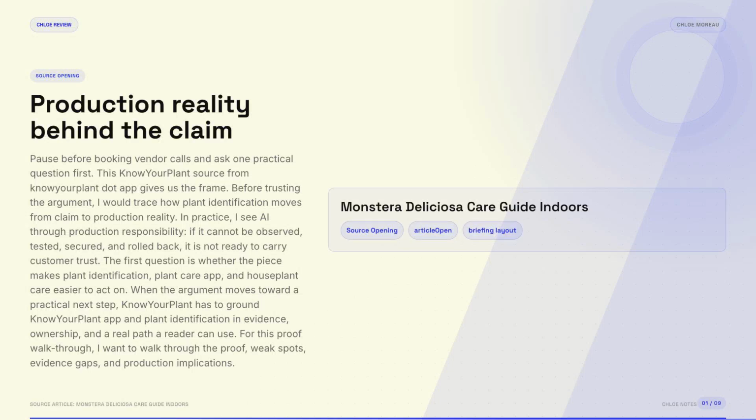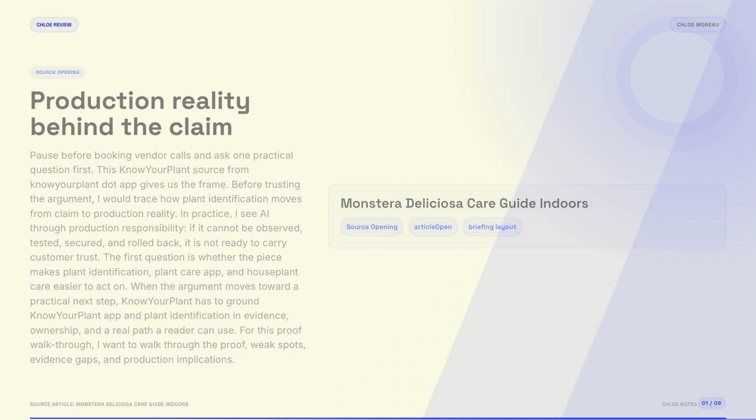Pause before booking vendor calls and ask one practical question first. This Know Your Plant source from knowyourplant.app gives us the frame. Before trusting the argument, I would trace how plant identification moves from claim to production reality. In practice, I see AI through production responsibility. If it cannot be observed, tested, secured, and rolled back, it is not ready to carry customer trust.